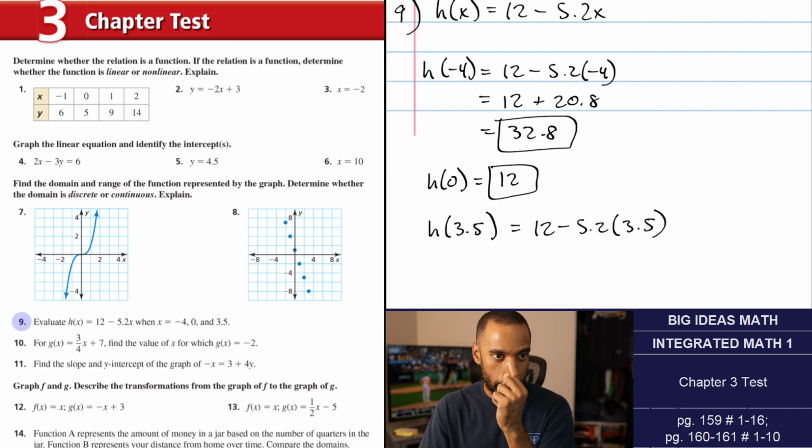Just so I don't mess this up, I am going to use the calculator, and I'm going to do the entire thing. 5.2. Oh, this is not typing anything. Of course, my calculator is going to do that. Give me 1 second.